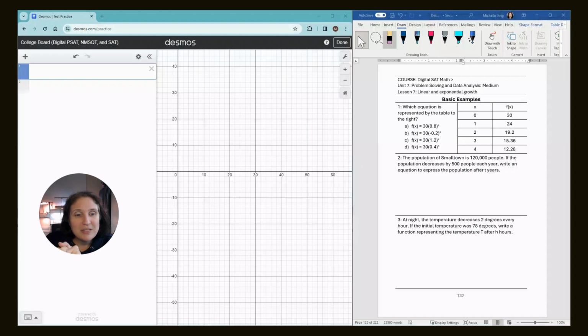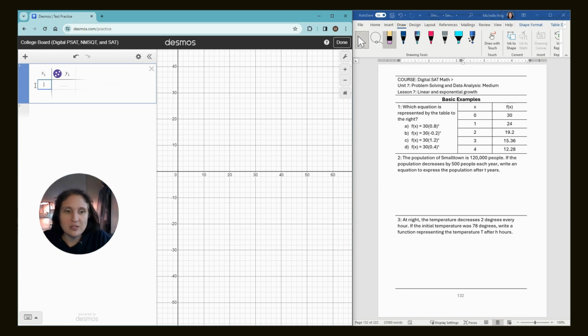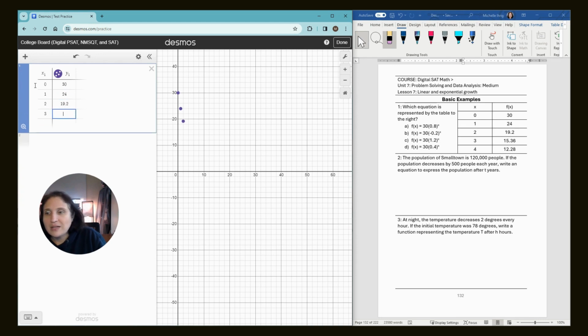Which equation is represented by the table to the right? This is so much fun. Okay, let's go to Desmos. Plus sign, table. We can either create equations or expressions, or we can create tables, and then of course we can use it just to solve normal problems. So I'm going to use the tab button, and that lets me move to the right places I need to go. Some people use the arrow key and go down. Some people click, but man, I've been using Desmos so much this year. I like to use the tab button.